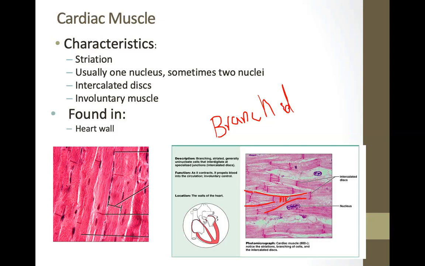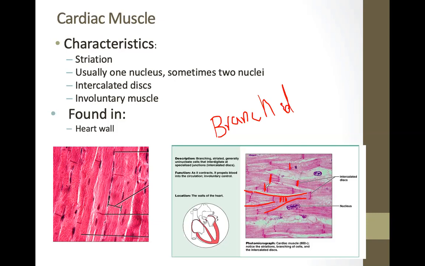They also have intercalated discs, which are, again, the point of tension or releasing tension. These darker lines that you see, not light like the striations, but very visible lines, are called your intercalated discs. There is usually one nucleus per cell, so you will see one dark spot in each of the cells. Sometimes, because the cells are too long, you might have multinucleated cells. But the best way to say it is, usually one nucleus.